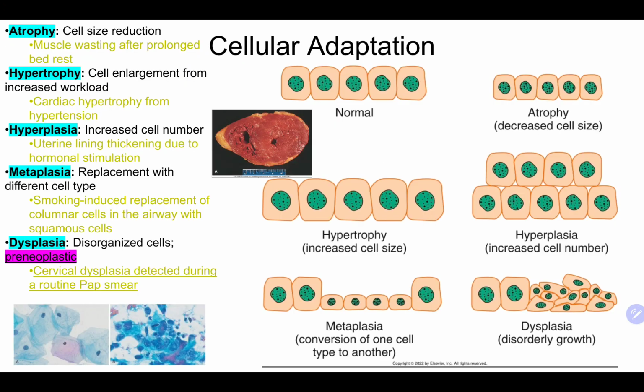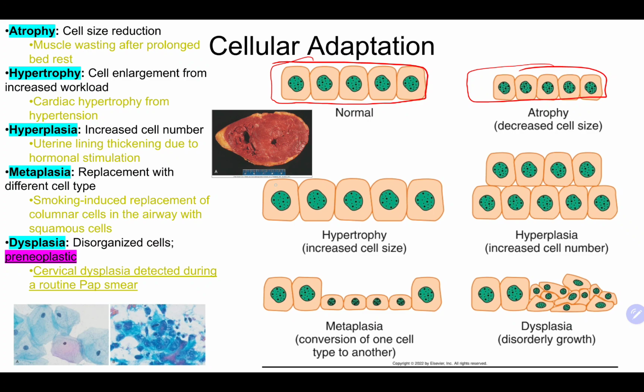Sorry, let me go back. When we look at cellular adaptation, you have to remember these different cellular adaptations as well. This is like your normal cells right here. And when we look at atrophy, atrophy is a decrease in cell size. So your cells get smaller. Say, for example, you're at the gym, working out constantly, but then you stop going to the gym. Your muscles will get smaller because the stress is not on them as much.